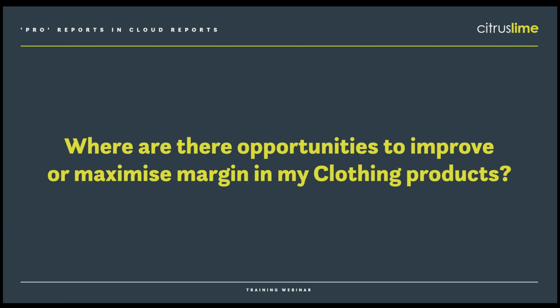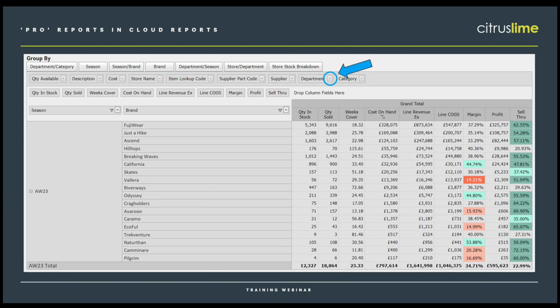With this report, I'll consider the example question: where are there opportunities to improve or maximise margin in my clothing ranges? So I'm going to imagine that I'm making plans for my autumn-winter 2024 clothing products. So I'm going to focus on the autumn-winter 2023 range to begin with. To help answer that question, I've already filtered the department list to clothing only up here at the top. That column doesn't need to be in the report in order to use it for filtering, and that goes for all of the other columns that you can see in that row.